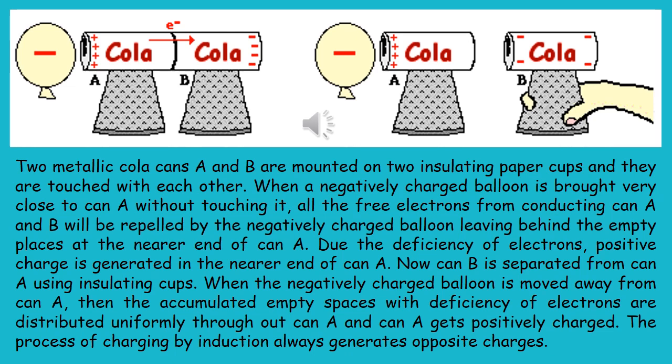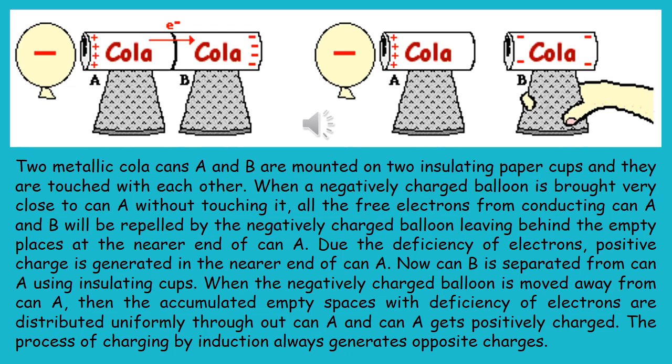Now we are taking two metallic cola cans A and B, mounted on two insulating paper cups, and they are touched with each other. When a negatively charged balloon is brought very close to can A without touching it, all the free electrons from the conducting cans A and B will be repelled by the negatively charged balloon, leaving behind the empty places at the nearer end of can A. Due to deficiency of electrons, positive charge is generated in the nearer end of can A.